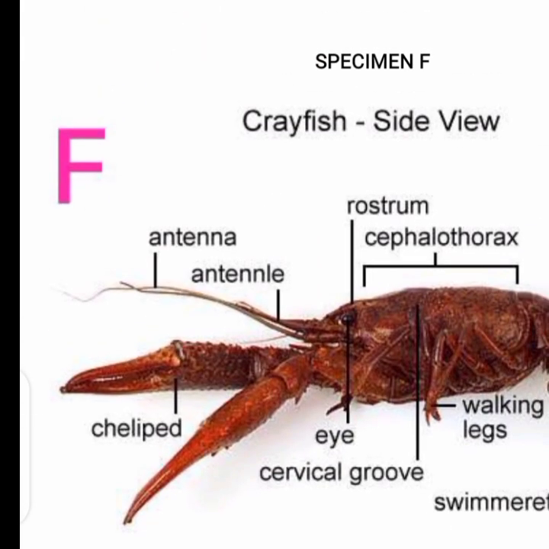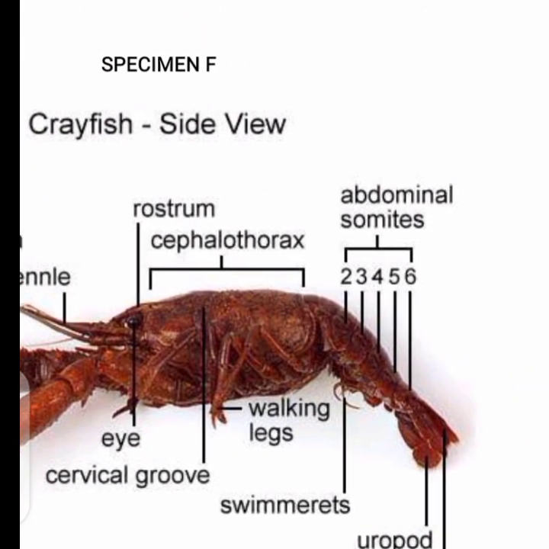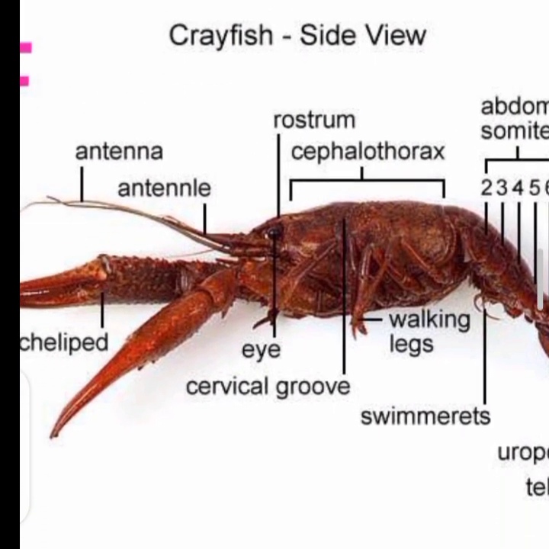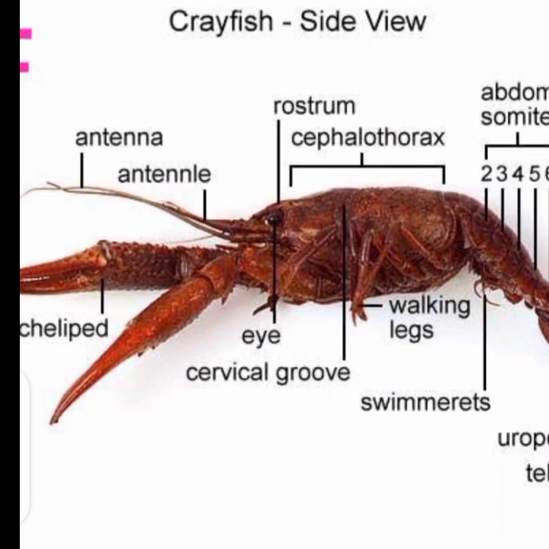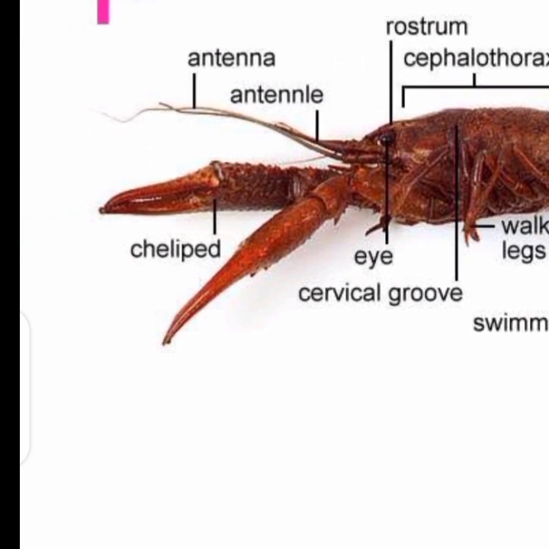Then we have the behavioral features. They are omnivorous, which means they eat plants, animals, and detritus. Those are what they eat. What else? They are burrowing. What does that mean? They are species that dig burrows in the substrate for shelter and protection. So they do that as well.